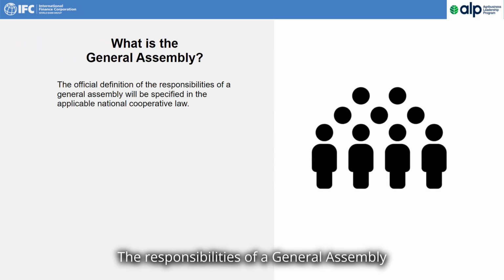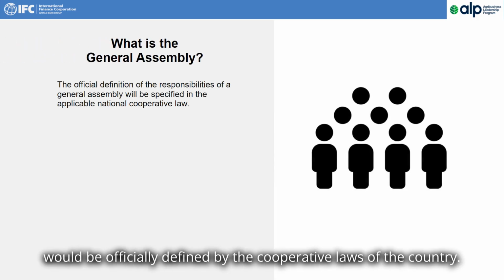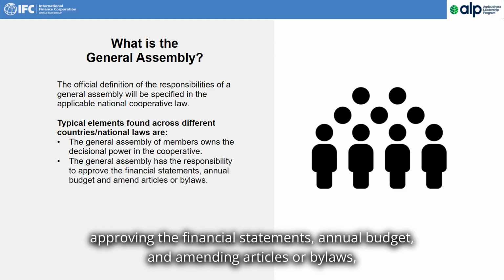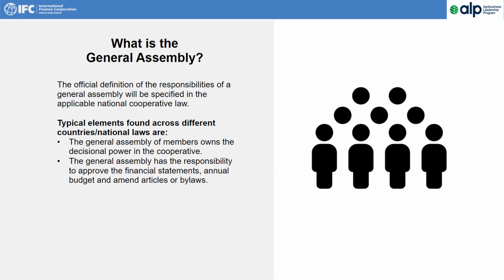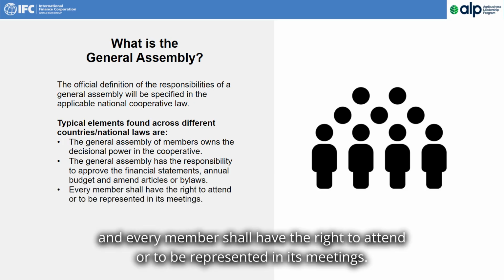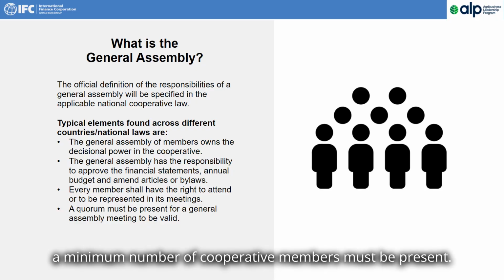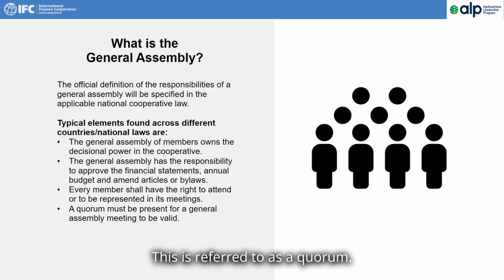The responsibilities of a General Assembly would be officially defined by the cooperative laws of the country. However, some typical responsibilities include owning the decisional power in the cooperative, approving the financial statements, annual budget, and amending articles or bylaws, and every member shall have the right to attend or to be represented in its meetings. For a General Assembly meeting to be valid, a minimum number of cooperative members must be present. This is referred to as a quorum.